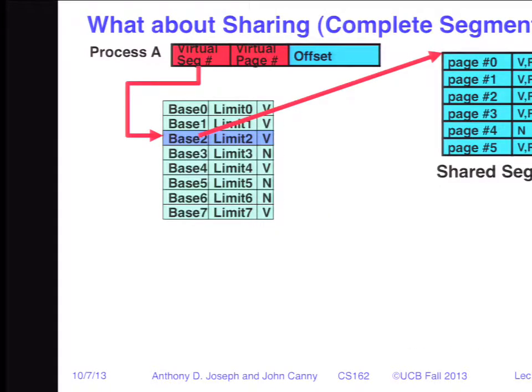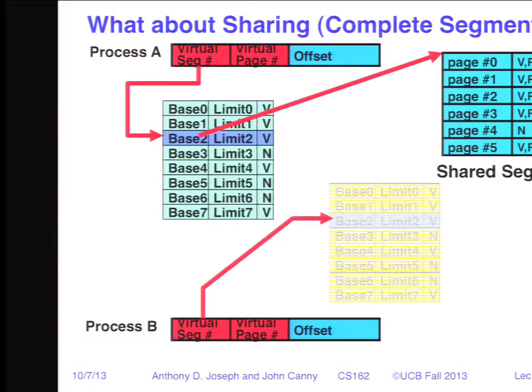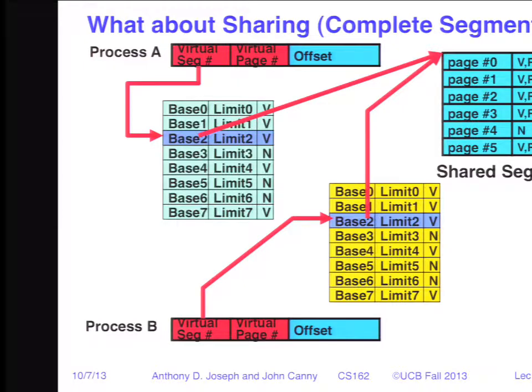All right, so sharing. We can now do sharing at various granularities. For example, we could share an entire segment very easily. In process A, we have our virtual address here, and it's going to point to its segment table here, which maps to a base 2 in this case, to a segment that we want to share. In process B, we simply have our entry point to the same shared segment. It is not a requirement that they have the same virtual segment number. It could be any of these that we actually map. It could be, you know, base 6 that gets mapped to it.